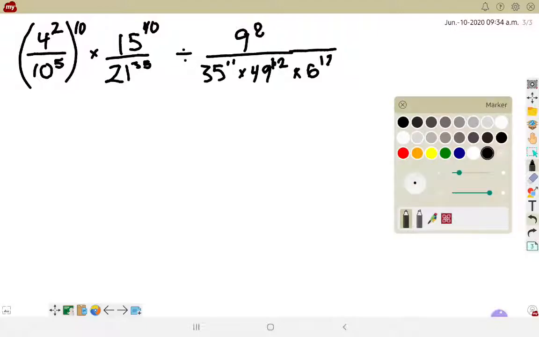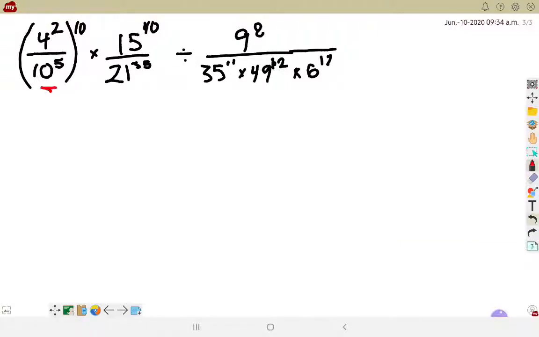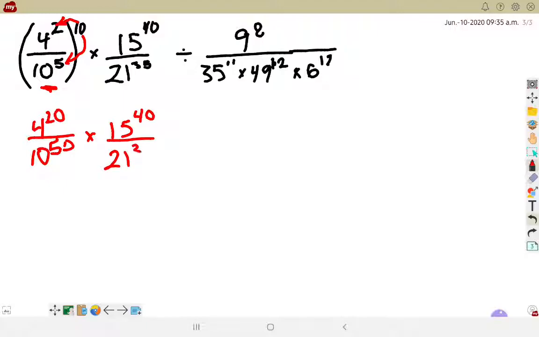Let's look at this first set of brackets. In this first set of brackets, no real simplifying I can do here, nothing that looks that easy. So I'm just going to bring that 10 in using my quotient law because I have an exponent on my fraction. Now because both the numerator and denominator already have exponents, I'm going to multiply the exponents together. So that's going to give me 4 exponent 20 over 10 exponent 50. And then I've got times 15 exponent 40 over 21 exponent 35.